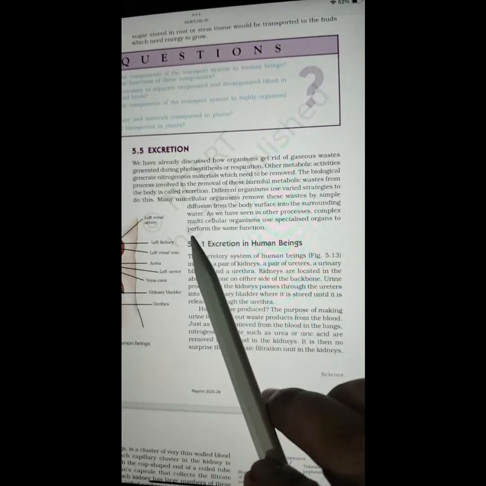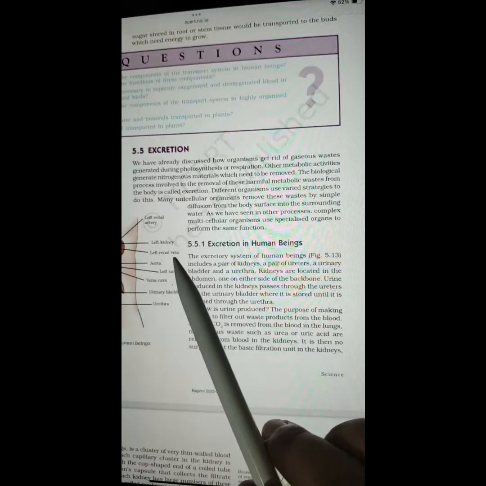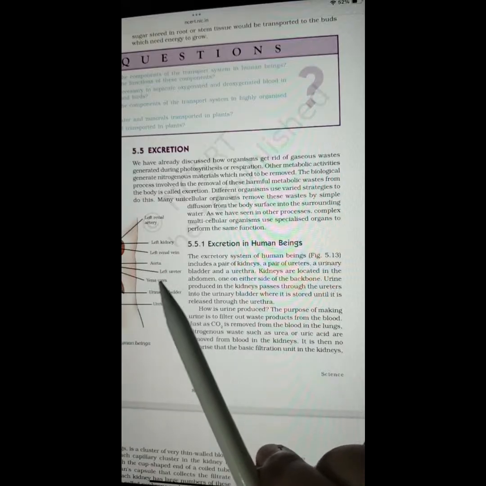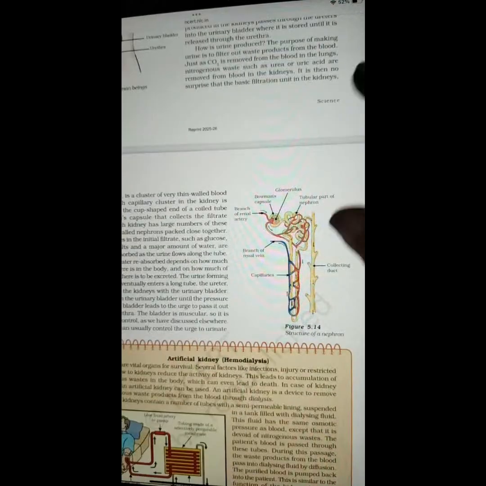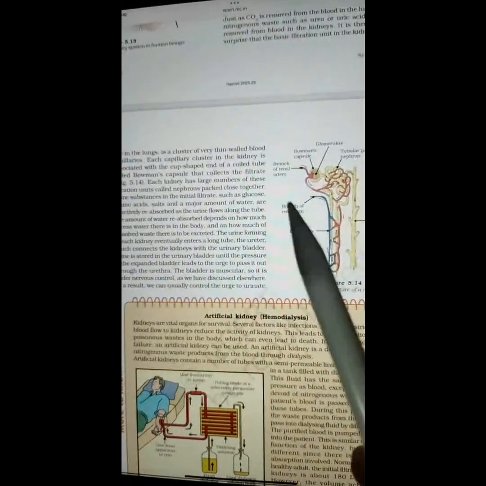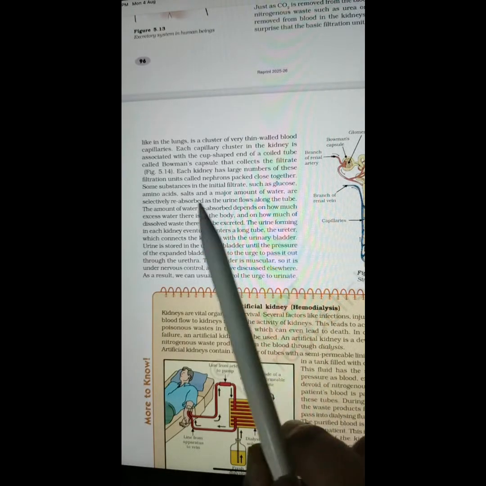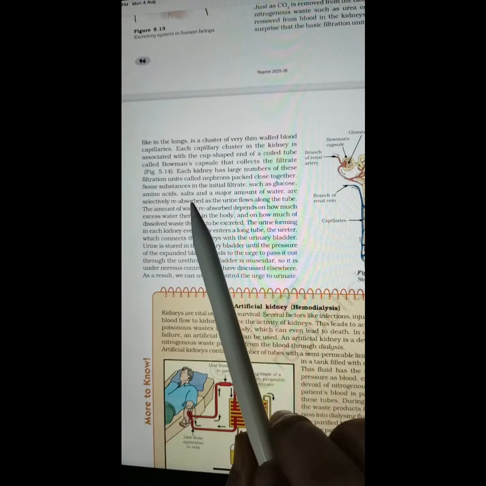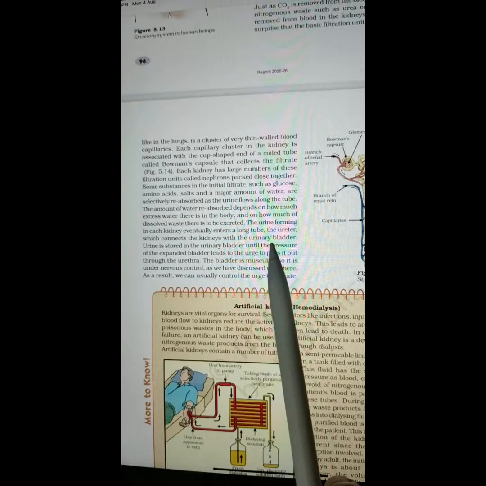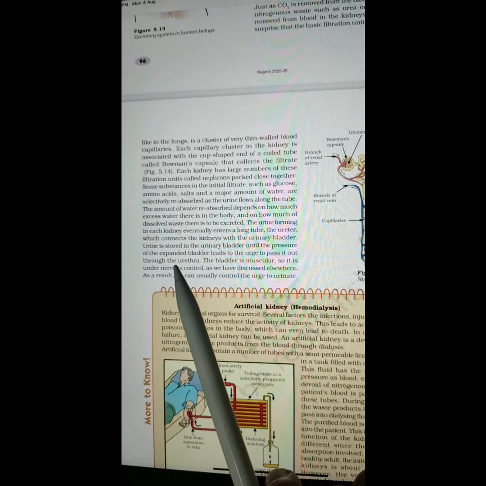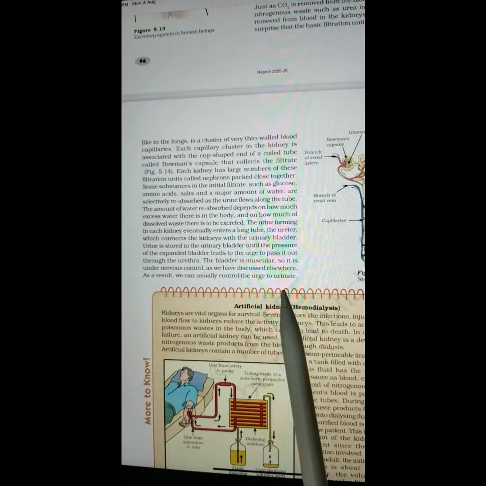Excretion. Left renal artery, left kidney, left renal vein, aorta, left ureter, vena cava, urinary bladder, urethra. Initial filtrate, glucose, amino acids, salts, selectively reabsorbed, urinary bladder, expanded, urethra, urinate.